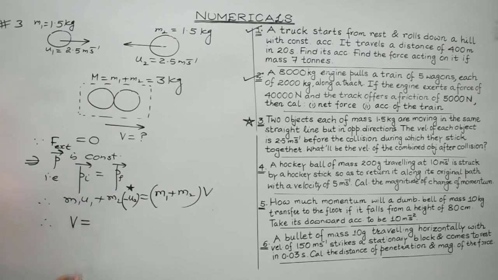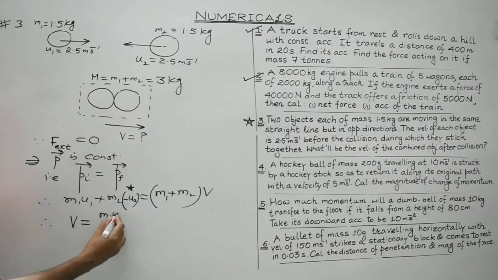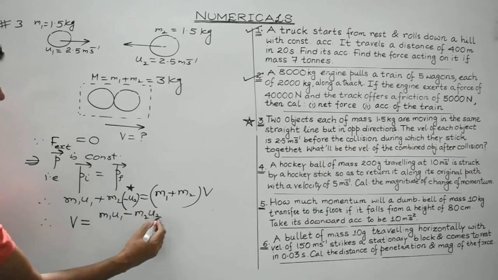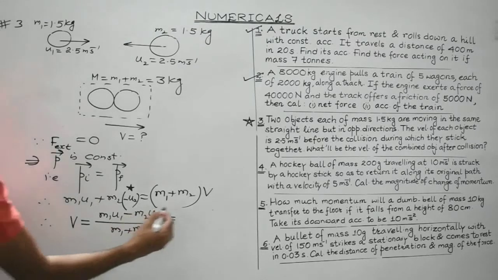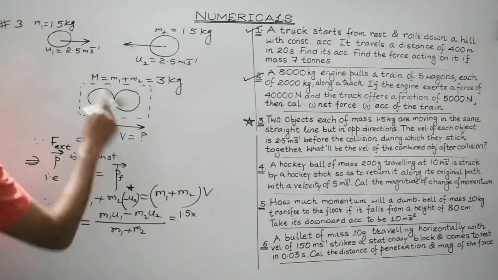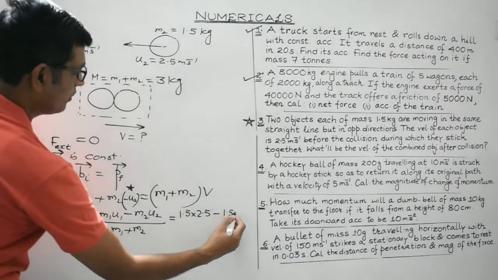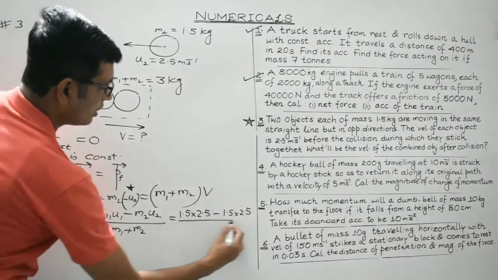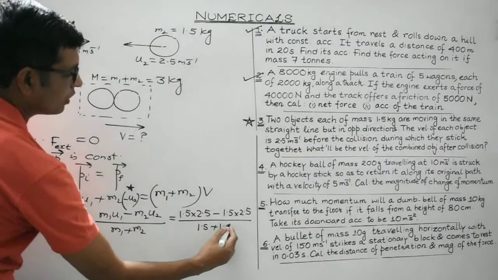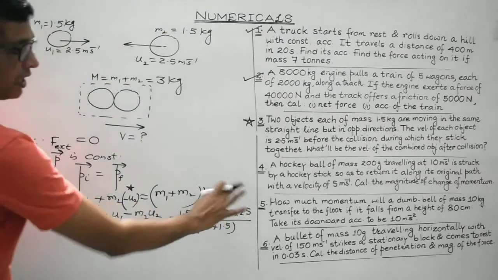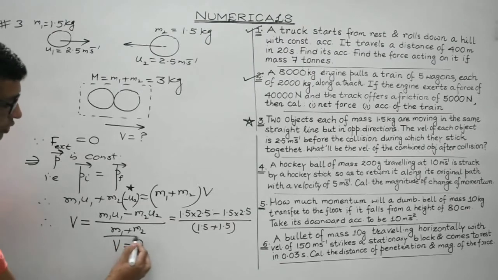So let's substitute the value then. The common velocity, or rather the velocity of the combined mass after collision, would be m1u1 minus m2u2 divided by m1 plus m2. So let's substitute the value. m1 is 1.5, u1 is 2.5, minus 1.5 into 2.5, divided by m1 plus m2, that is 1.5 plus 1.5, that is 3. Now the numerator is 0, therefore v is also equal to 0.